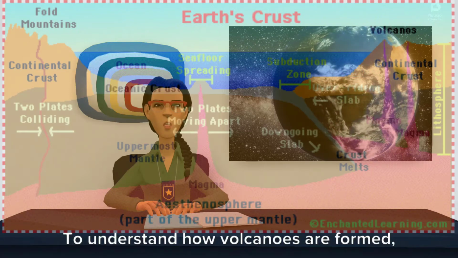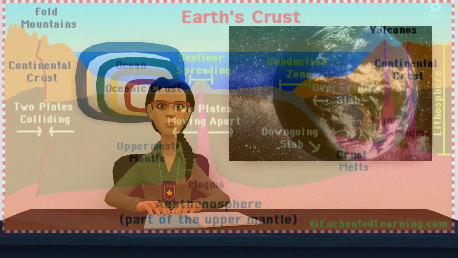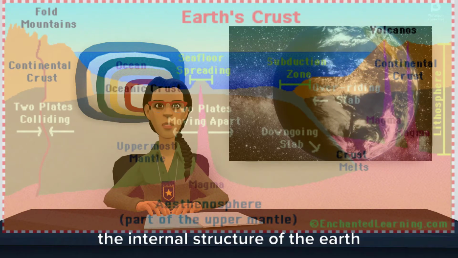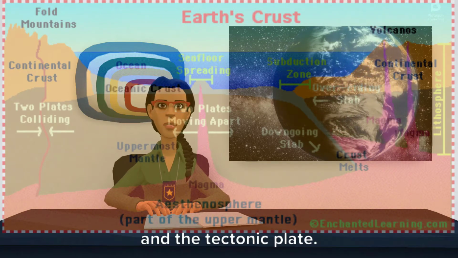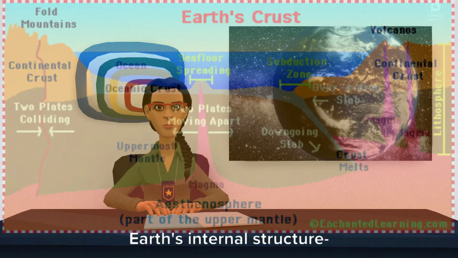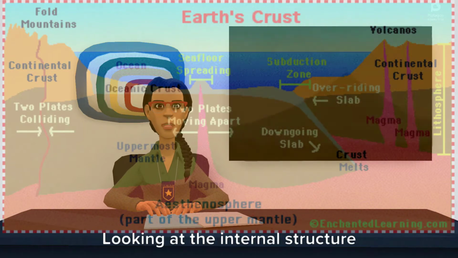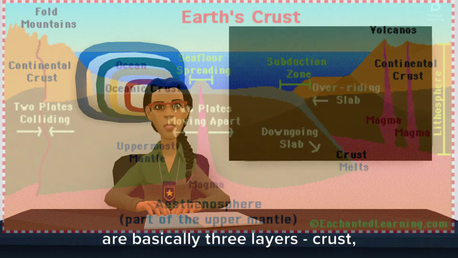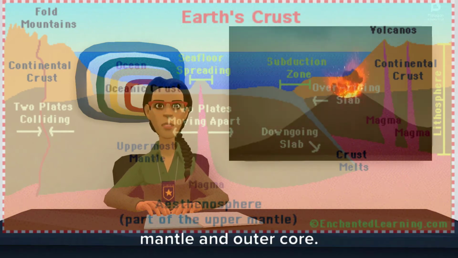To understand how volcanoes are formed, we need to know two things: the internal structure of the Earth and the tectonic plate. Earth's internal structure. Looking at the internal structure of the Earth, it is known that there are basically three layers: crust, mantle, and outer core.